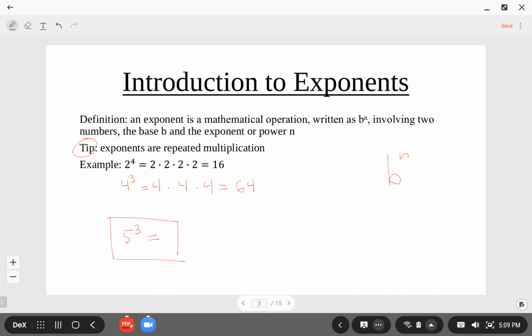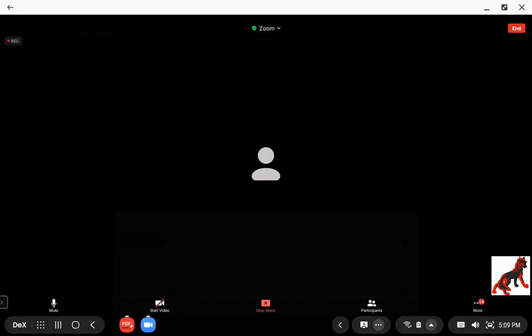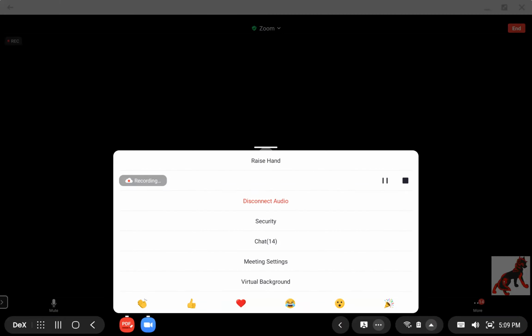5 to the third, or in this case, 5 cubed. If something's to the third power or to the second power, b to the third power would be b cubed, and b to the second power would be b squared. Keep that in mind. So, are there any answers on this warm-up question yet? Only repeated multiplication, it should not be too hard. Well, 14 comments away.